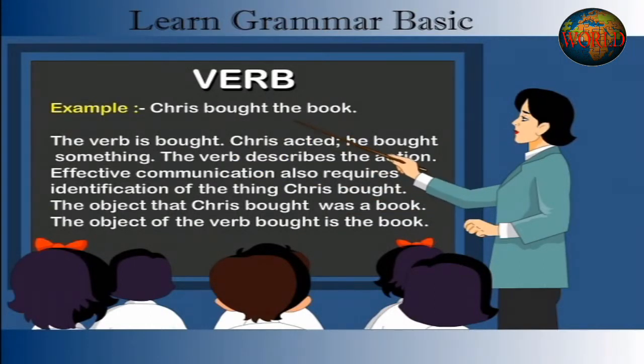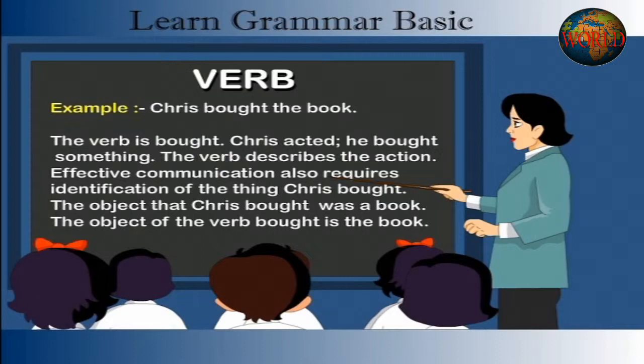Example, Chris bought the book. The verb is bought. Chris acted. He bought something. The verb describes the action. Effective communication also requires identification of the thing Chris bought. The object that Chris bought was a book. The object of the verb bought is the book.